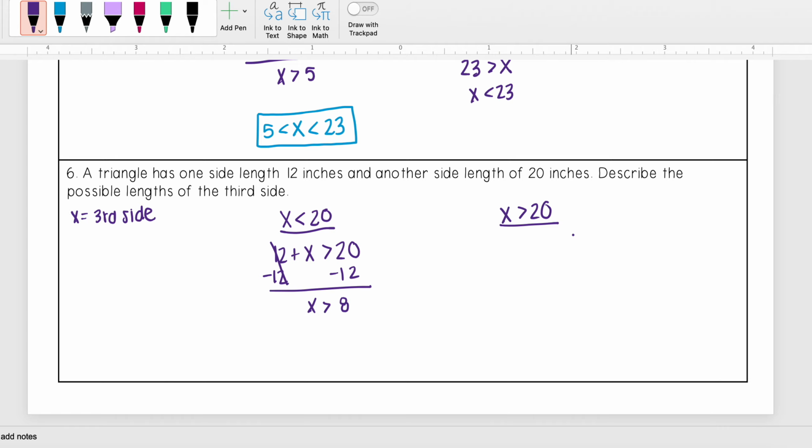Now, if x is my longest side, then my side lengths 12 plus 20 need to add up to be bigger than x. Well, 12 plus 20, I get 32. So in other words, x is less than 32. So x needs to be bigger than 8 and less than 32. To combine those two inequalities, I would write 8 is less than x, which is less than 32.